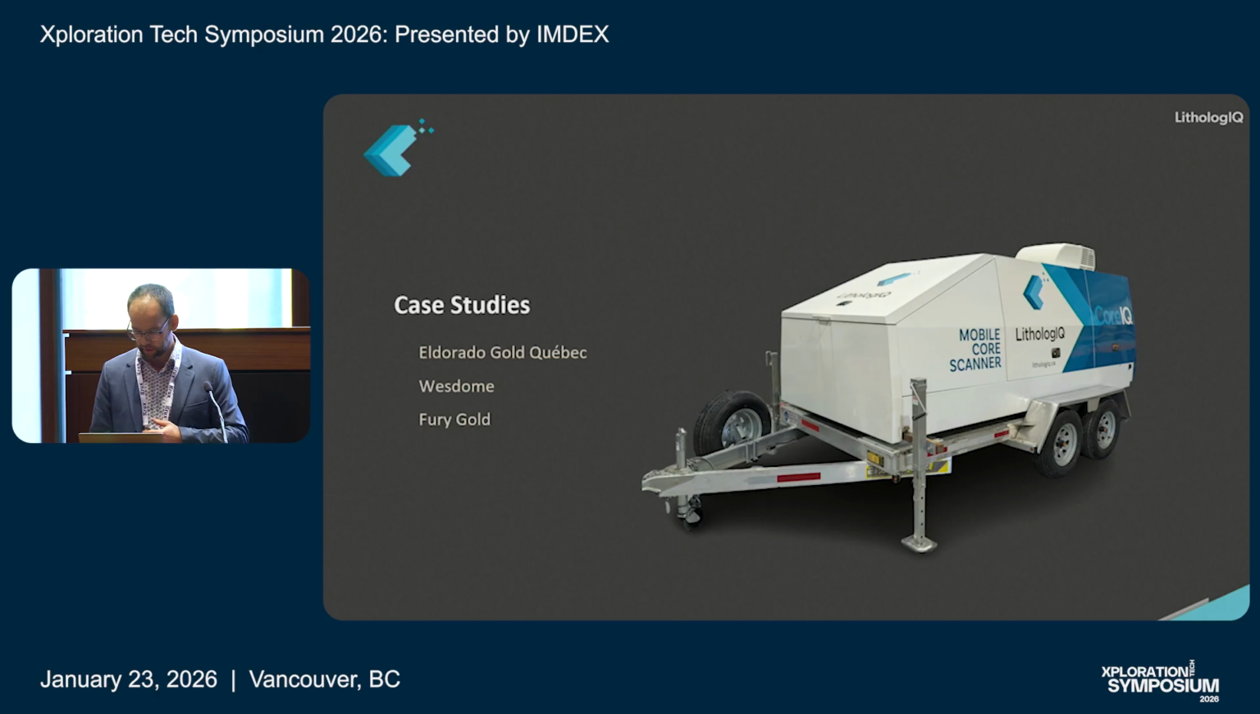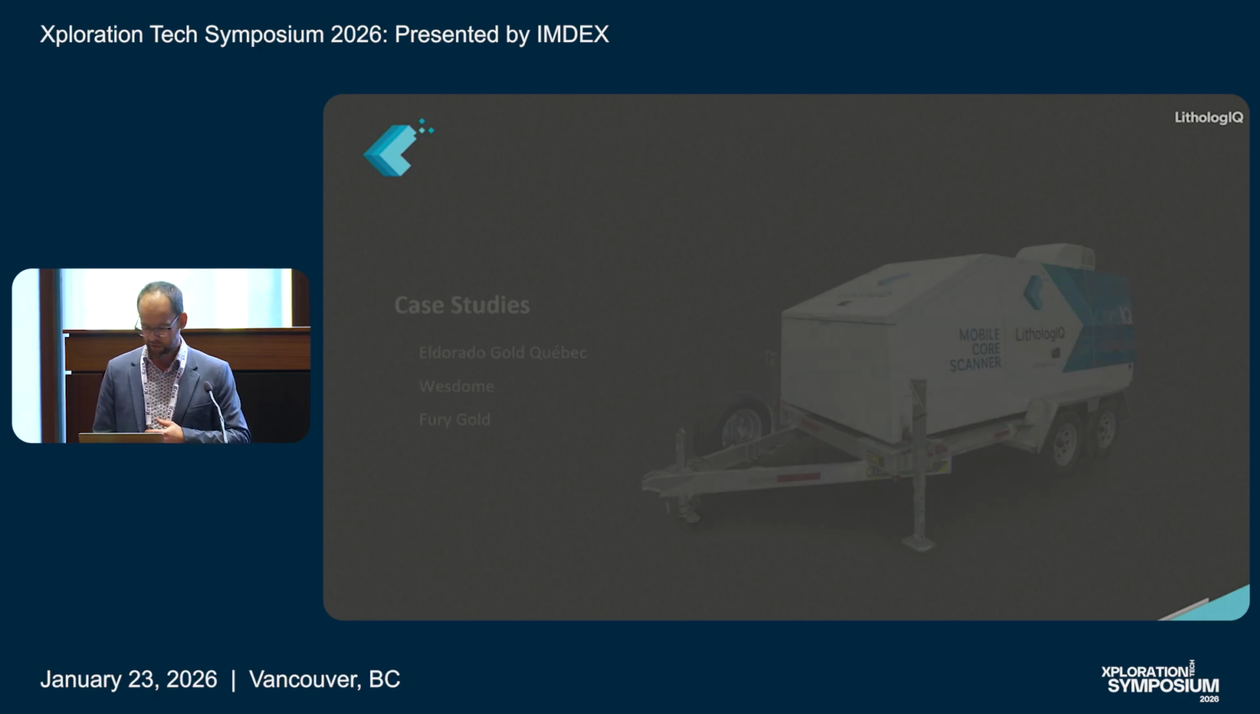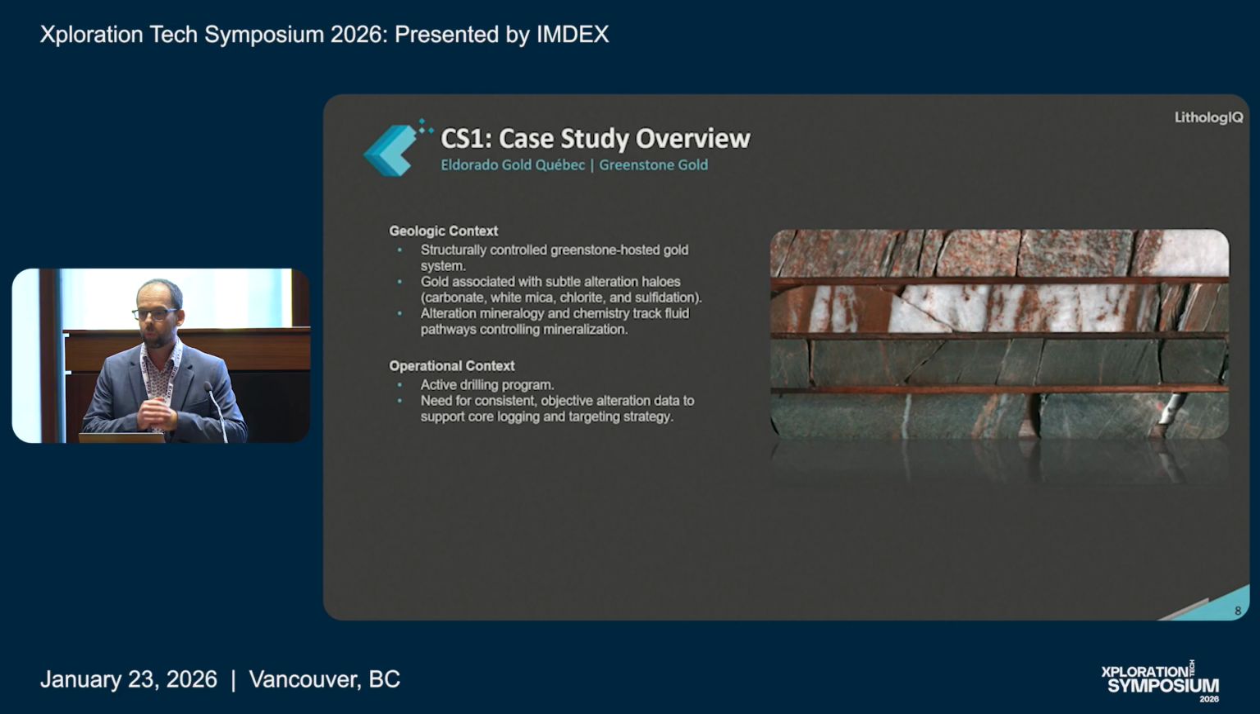So now the case studies, let's jump into the crunchy part. First one, Eldorado Gold, Quebec. It's a project we've done since 2024. The context is that it's a structurally controlled greenstone-hosted gold deposit. The gold is associated with different alterations: carbonate, white mica, chlorites, and some sulfidation as well. Alteration mineralogy and chemistry track the fluid pathways controlling the mineralization.